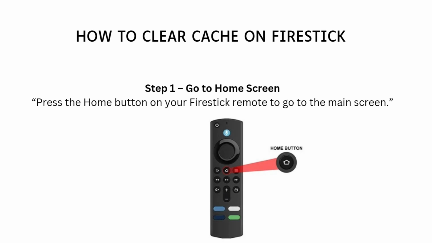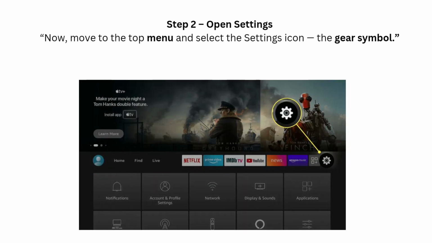Step 1. Go to Home Screen. Press the Home button on your Firestick remote to go to the main screen. Step 2. Open Settings. Now move to the top menu and select the Settings icon, the gear symbol.